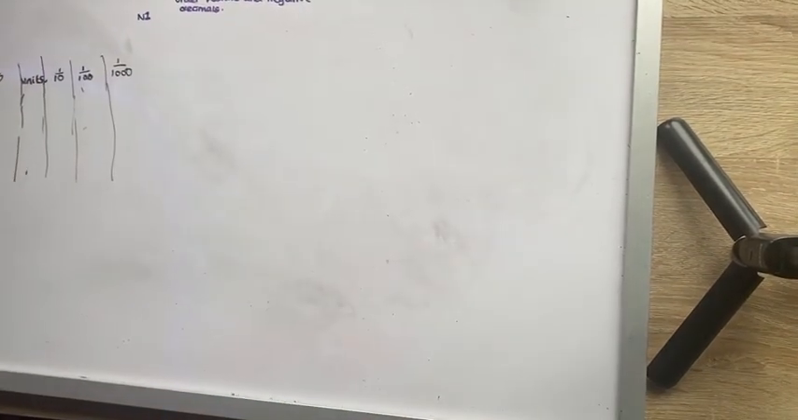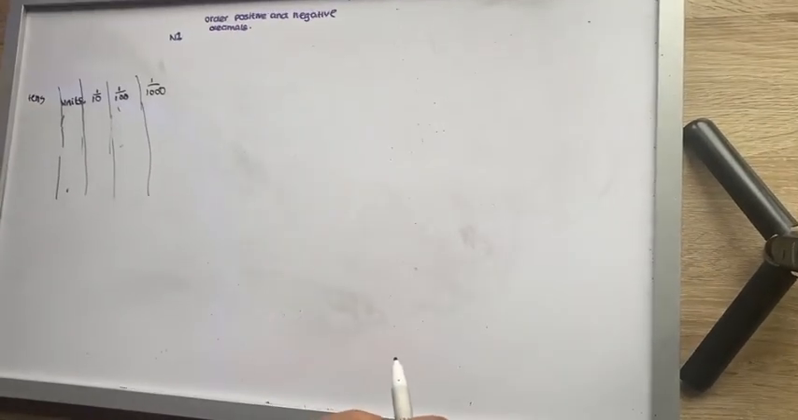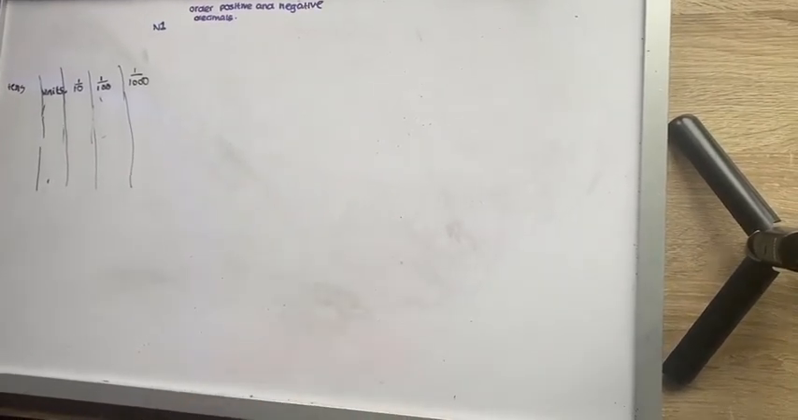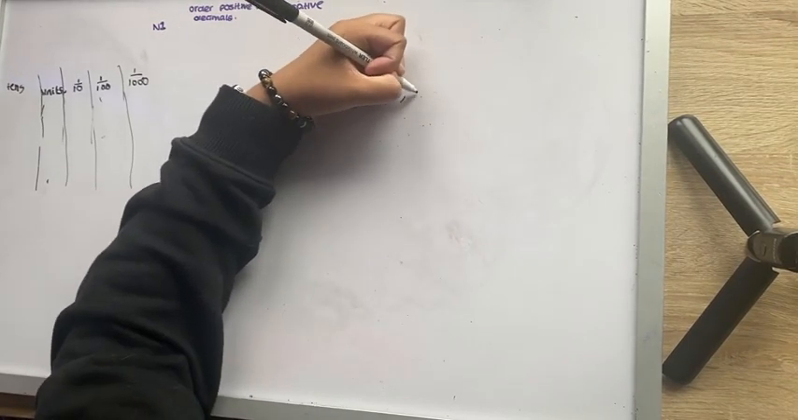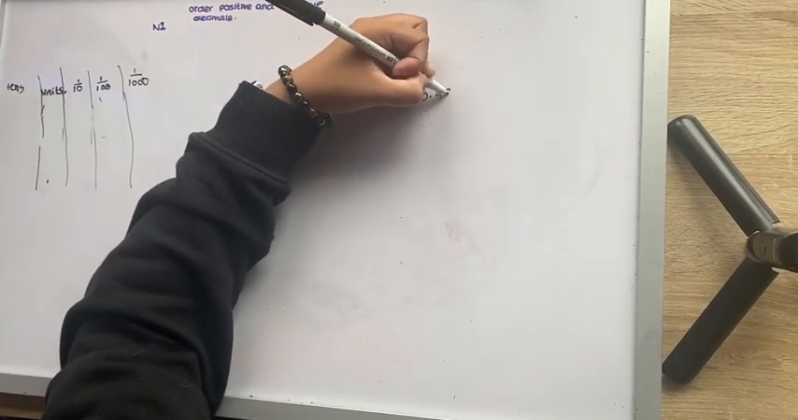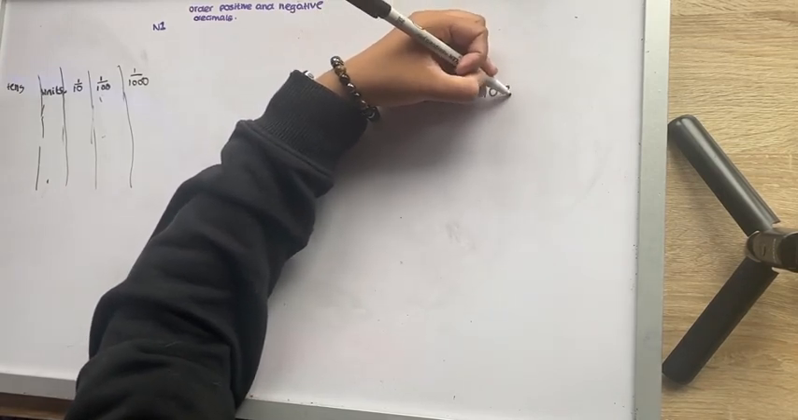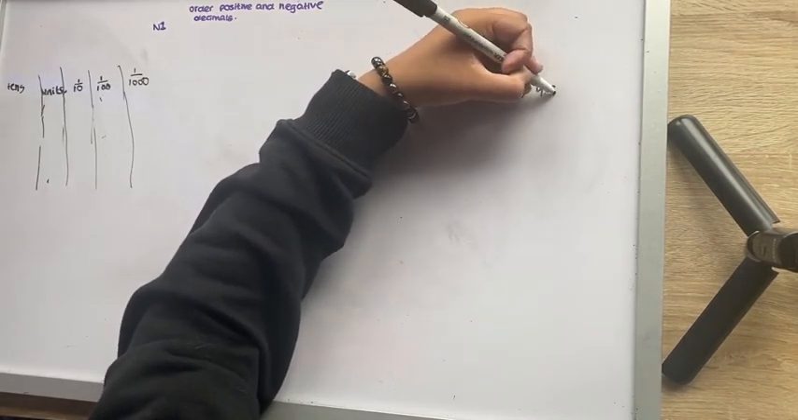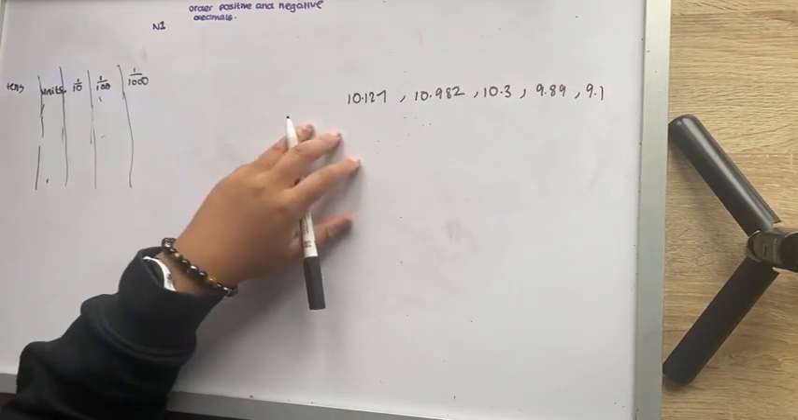Okay, and let me just make sure you can see the tens. Okay, so I'm going to mix it up a bit more. So 10.127, 10.982, 10.3, 9.89, and then 9.1. Right.